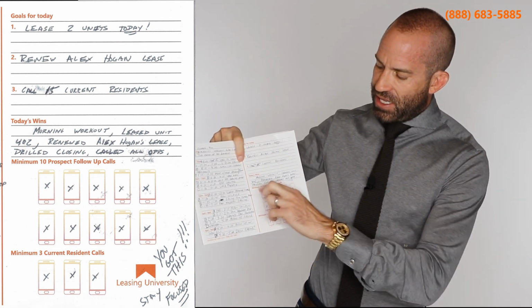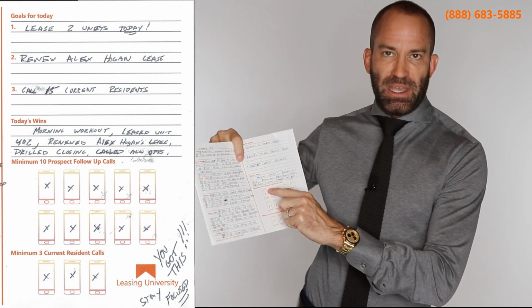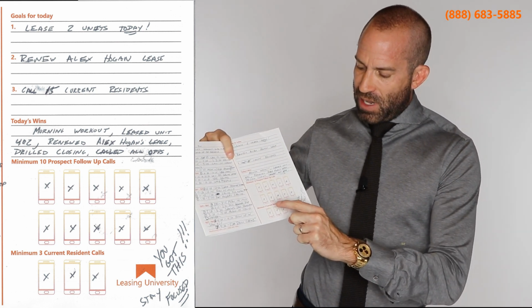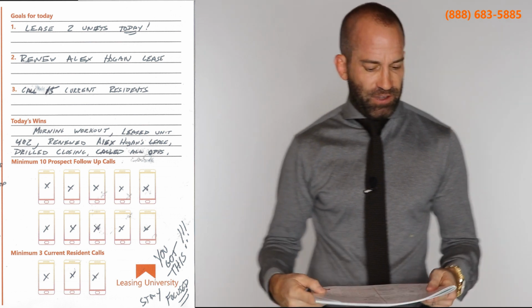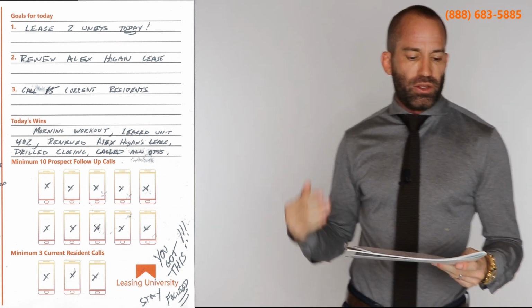You can see on our daily goals, every day I want you to call a minimum of 10 prospects and a minimum of 3 current residents. Looks like they're doing a blitz today. They're going to call 15. So let's walk through their day.